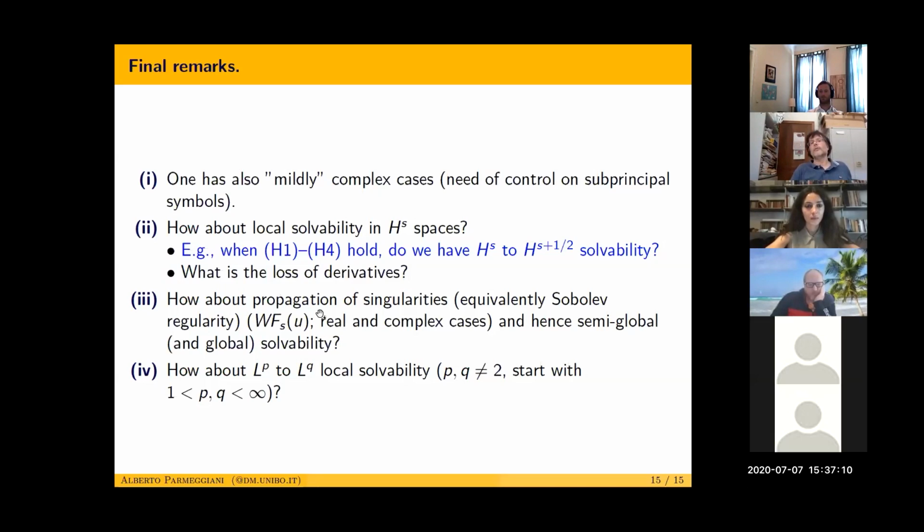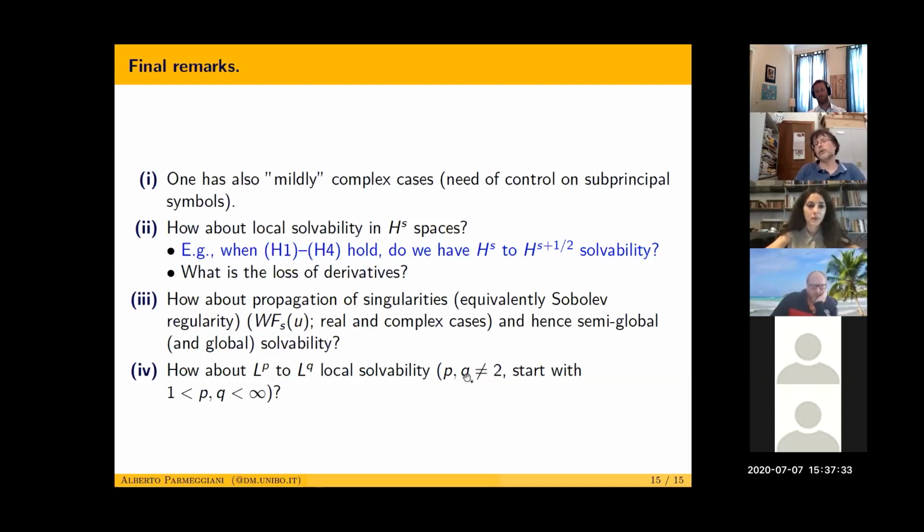And how about the propagation of singularities? So you want to understand propagation in solvable spaces, in fact, because if you have this kind of result and actually want to have propagation of regularity, then you may find semi-global and global solvability, which will be very interesting. And the final issue, which is very interesting to me, LP to LQ local solvability.